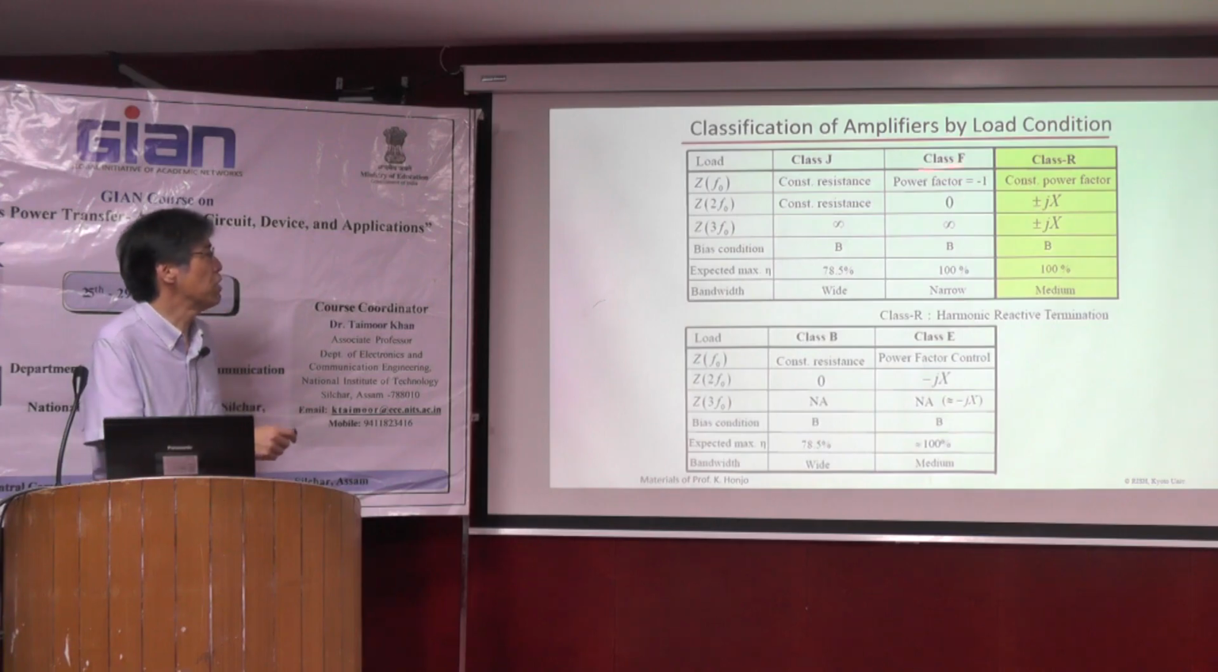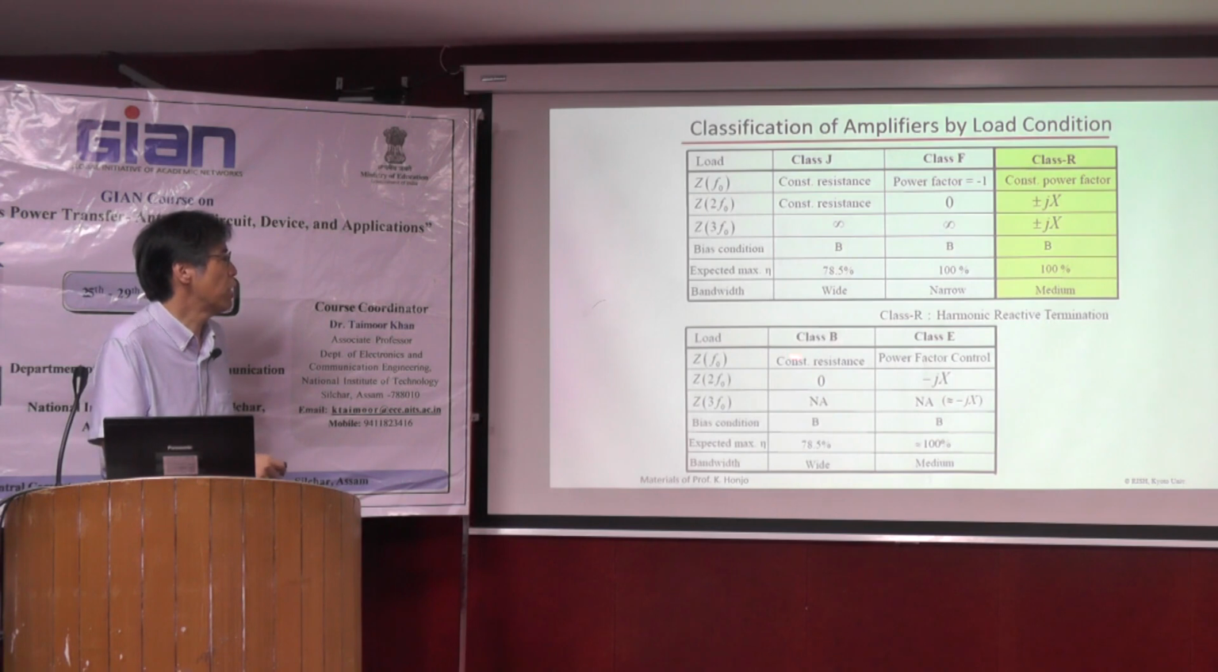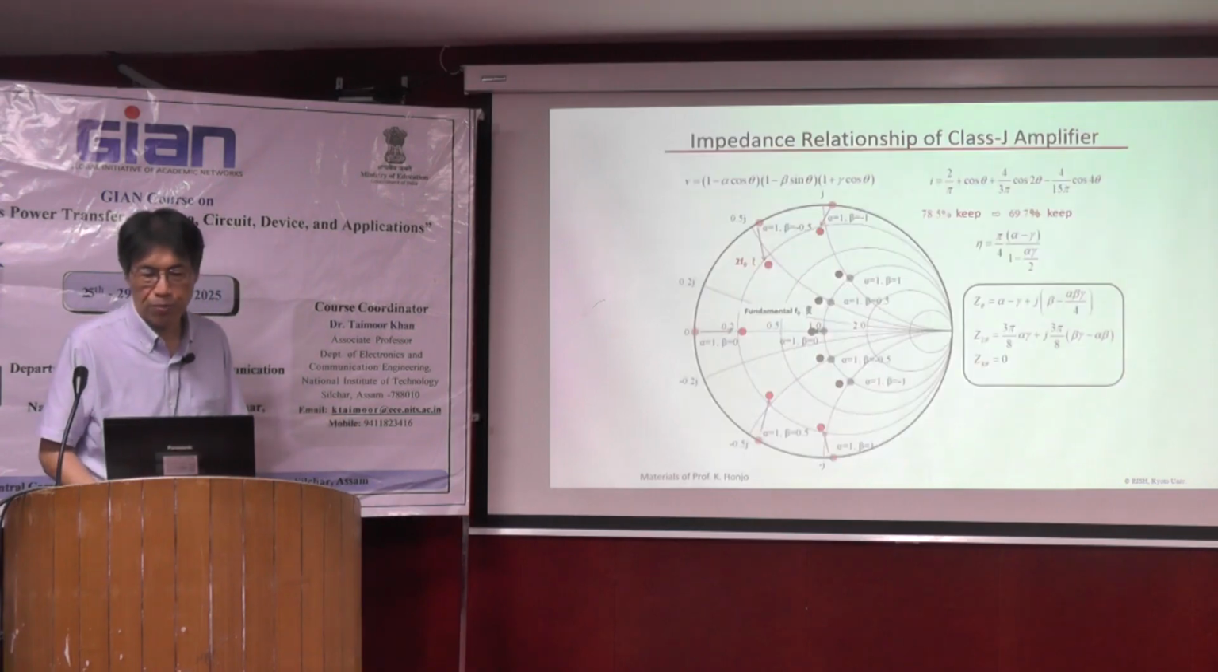And compared to this class J and R, class B and class E have this impedance relationship. As I mentioned, class B cannot reach the theoretical 100%, only theoretically 78%. And class E, as I mentioned, with the help of the resonance circuit, we can reach 100%. So this is a very important figure to show the difference between these class amplifiers.